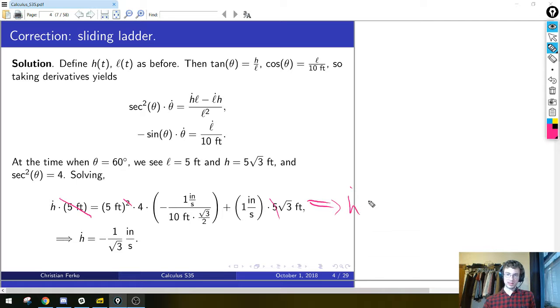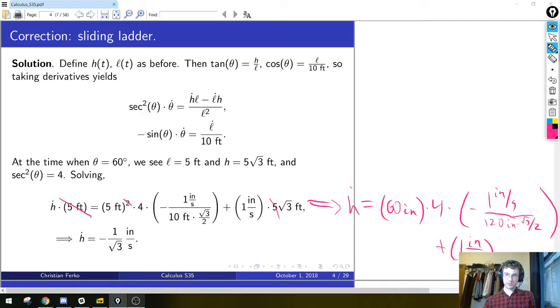Doing that, we get H dot equals, well, let's see, what's 5 feet in inches? 5 times 12 is 60. So 60 inches times the 4 stays times the minus 1 inch per second all over what's 10 feet in inches. That's 120 inches. We still have the root 3 over 2. In the second term, we get 1 inch per second times root 3 feet. Again, multiply by 12 to go to inches. So this should be 1 inch per second times 12 root 3 inches, I believe. Wait, sorry.